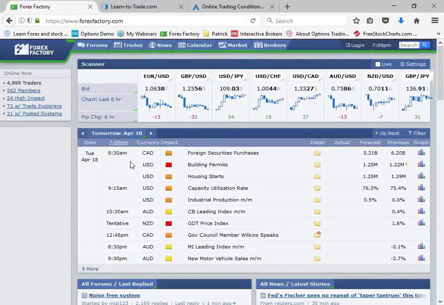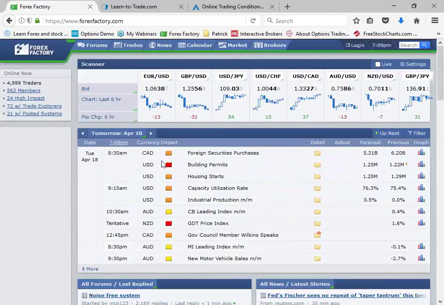You'll see tomorrow, 8:30 in the morning, there are red reports, high impact reports. This is going to have a big impact on the US dollar, building permits. Then you have some medium impact reports coming up, and you have a medium impact report on the Canadian dollar. And you'll notice that this is the last time the report came up. That was the report number. This is the forecast that they have right in here, and then this will be the actual number.